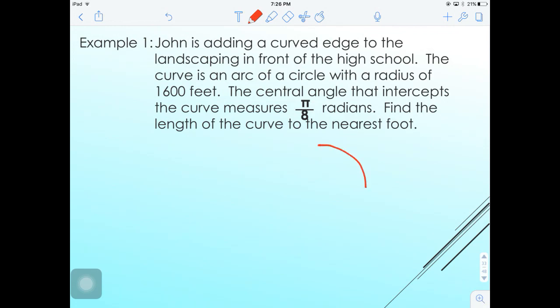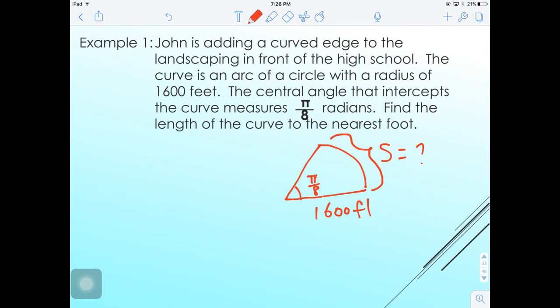So let's draw a representation of the scenario here. Here is the landscape in a curved edge, and the angle is pi over 8 radians, and the radius is 1,600 feet. This is what the situation looks like, and they want to know the length of the curve. So this is S we're looking for.